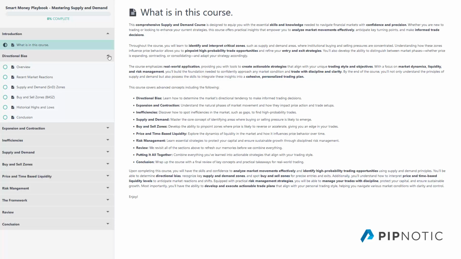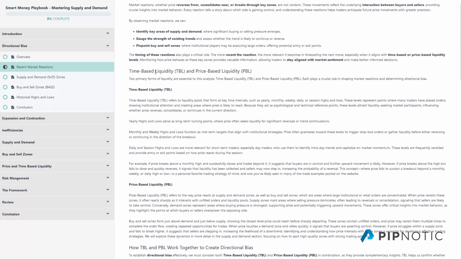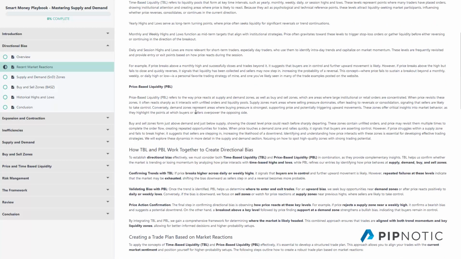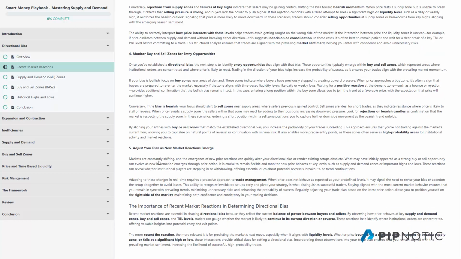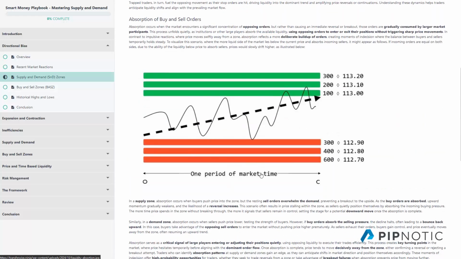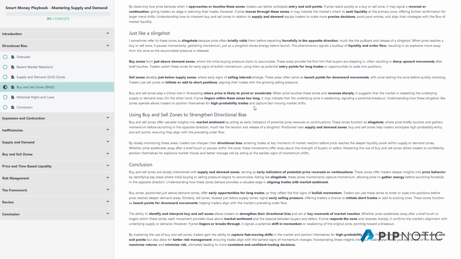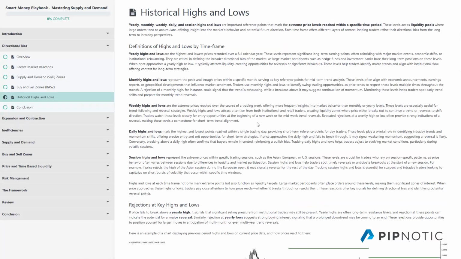If we just have a look in this section here, the overview for this section is we have these different sections, and I dig into each of them one at a time. I talk about what time-based liquidity is relative to price-based liquidity, and I go into a lot of detail and explain all of this. Then I go through supply and demand zones, what they are, what it means when they're established, what liquidity is, all of this stuff. Then I also talk about buy and sell zones, which is also a very big part of our trading. And we have historical highs and lows.